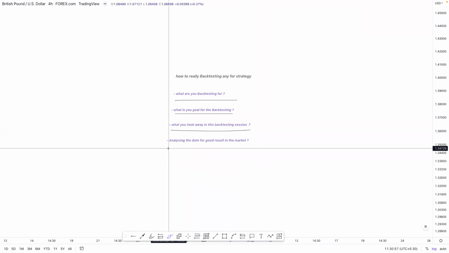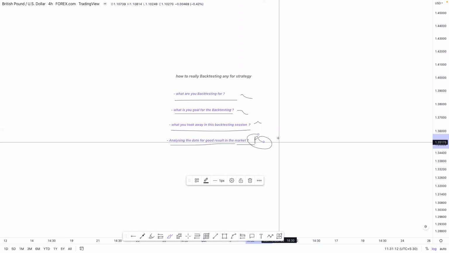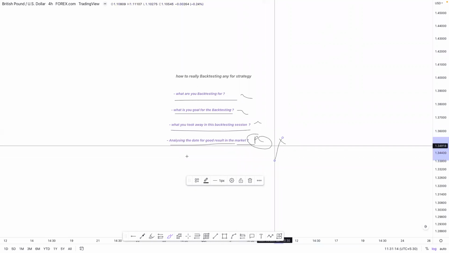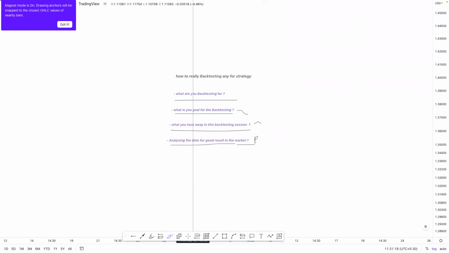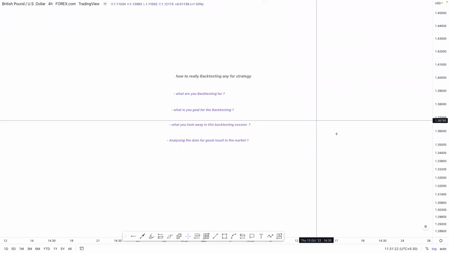Now you analyze the data for the good results in the market. This is the main thing, the main pillar. But these are the steps. Without any one step, this pillar will be broken. No matter how, I will teach you how to do this analyzing. But now we will just go through the backtesting stuff, how I do it.